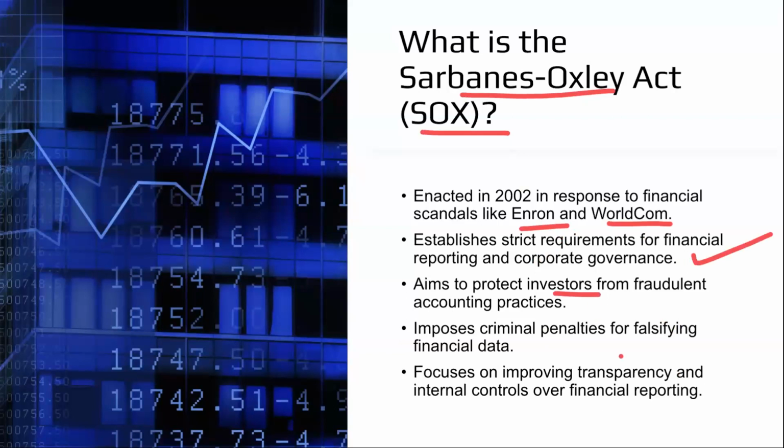So that the investor money is protected and fraudulent accounting practices are nullified. Basically, criminal penalties are also introduced in this case. In case of any false data, the directors and the owners of the company can be penalized also. Focus on improving the transparency and internal controls over financial reporting.